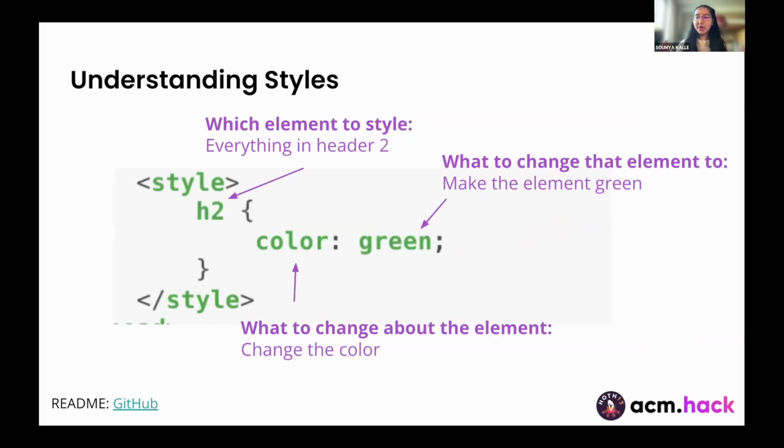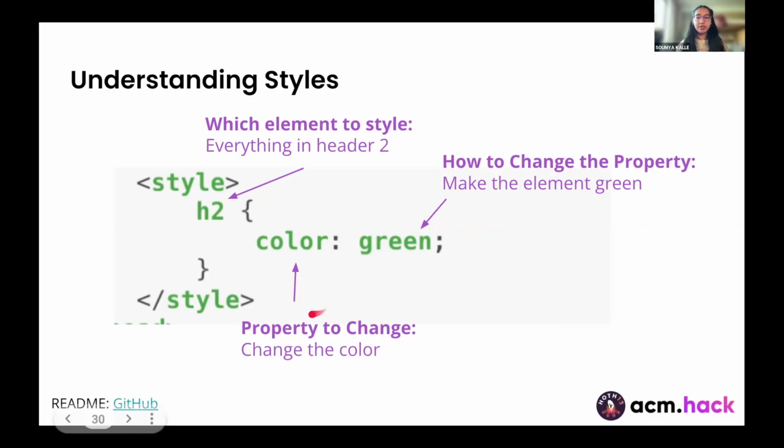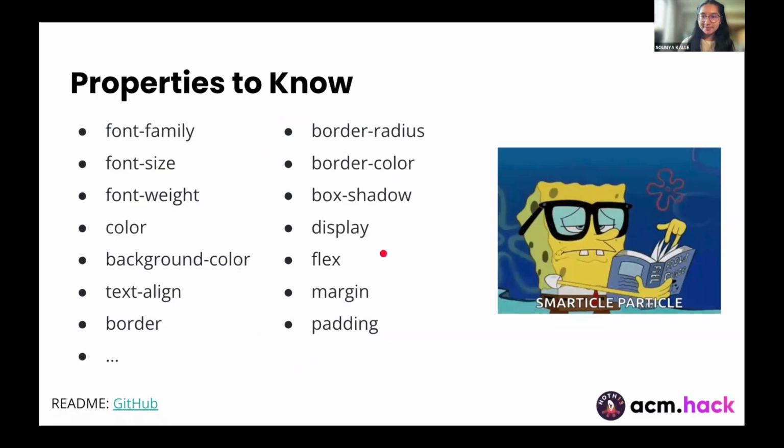Okay, so when we go into our .css file, or if we just use style tags, the way we style the HTML is we specifically talk about the tags. Which tag are we focusing on? So which element? We're doing all the elements in H2. And what do we want to change about it? We want to change the color. And what do we want to change it to? Make it green. So you could also think of it as the property to change and how to change that property. Pretty simple, but it can get more complex.